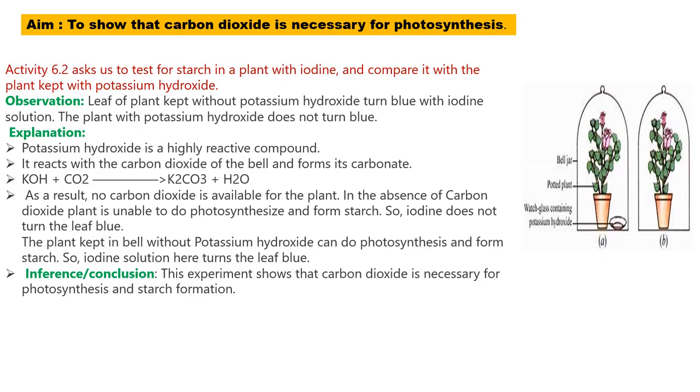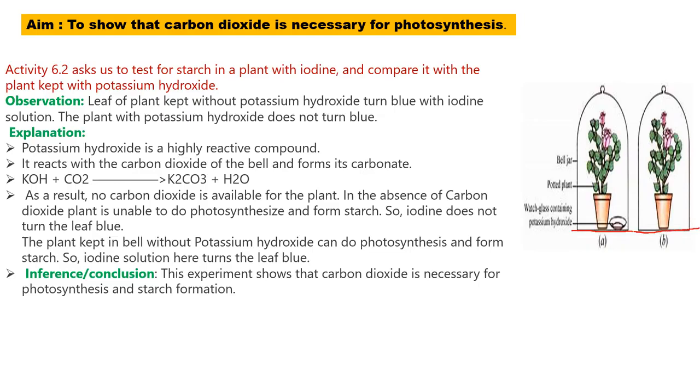Okay, and then what we have to do, we have to take two potted plants, and of course you have to destarch these two potted plants, and then both the plants you have to keep under a bell jar, and you have to make sure that the bell jar is completely sealed. Over here you have to put Vaseline so that you make sure the bell jar is completely sealed, right?